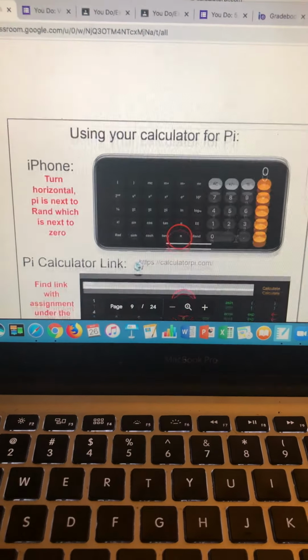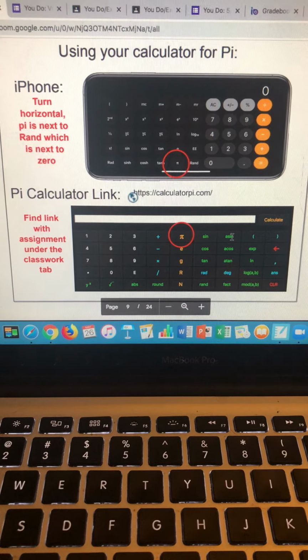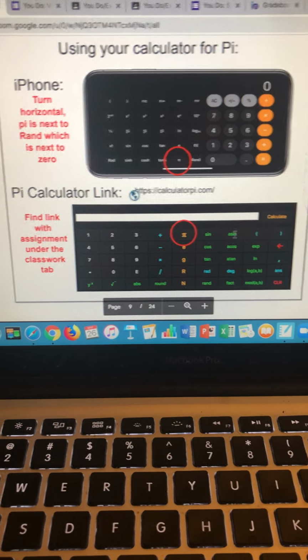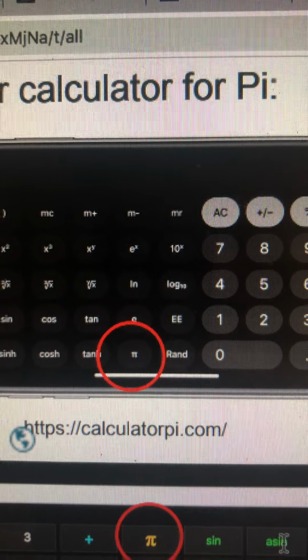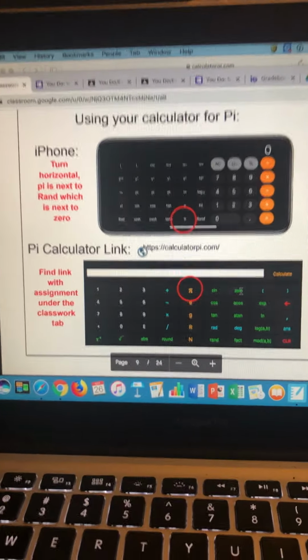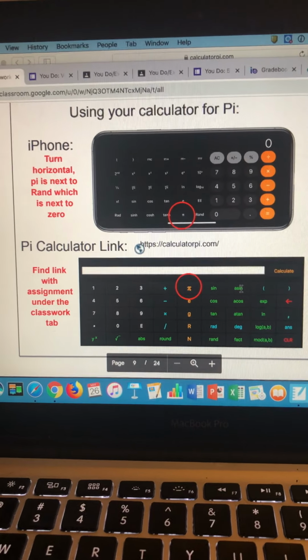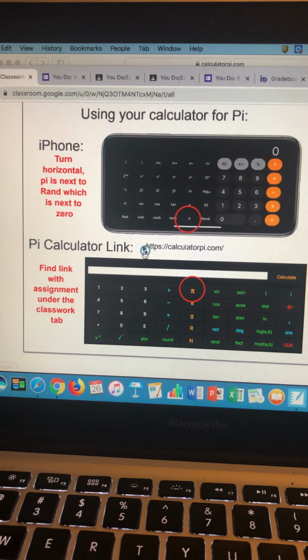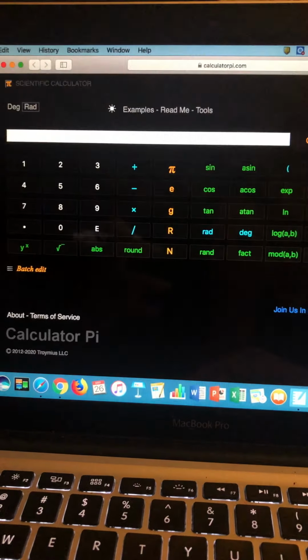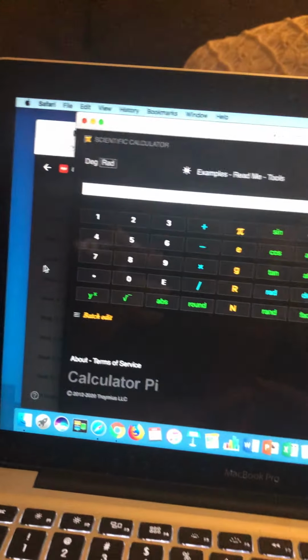Okay? Here's a picture of what your iPhone looks like. If you turn it horizontally, I circled where you can locate that pi. See how it's next to the rand key? So you can use that for pi in your calculations if you need to, or you can just click on the link. It's provided in the lesson. You just click on that and it will bring you to the screen I showed you here. Okay? Let me keep going.